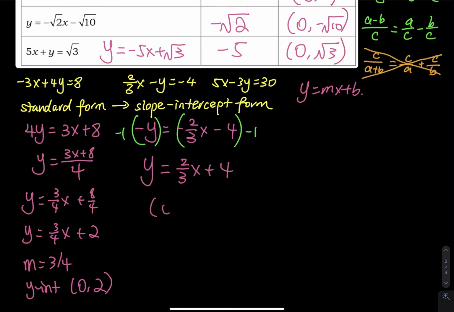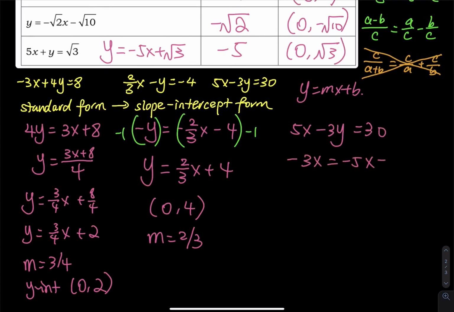So the y-intercept is 0, comma 4, and then the slope is 2/3. Okay, last one. We have 5x minus 3y equals 30. So first we move the x to the right side, minus 5x plus 30, and then we divide both sides by, oh, actually that is a negative 3y, right? So that is a negative 3y, and then we divide both sides by negative 3.